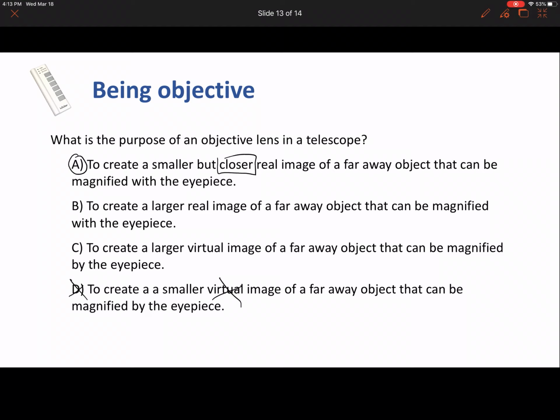So I'm going to create a tiny, tiny, tiny image of the moon, much, much smaller than the actual moon. And then I'm going to examine that with my eyepiece. But it's close, so that I can actually get quite a bit of detail out of that. So the objective lens in a telescope has a unique function, very different than what you would expect out of the objective lens in a microscope, because they're looking at different kinds of objects.